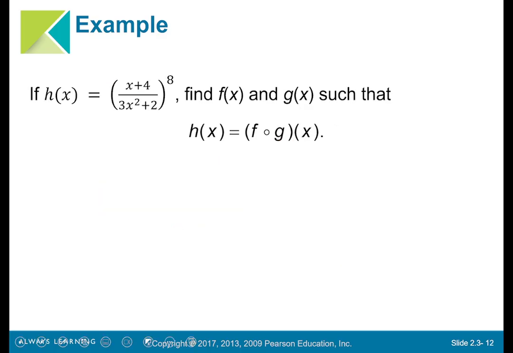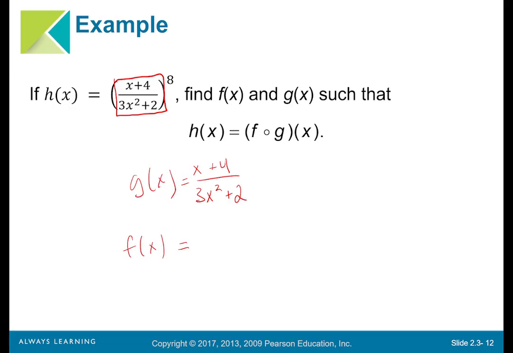So for another example, here's our h of x. Find f of x and g of x so that h is the composition. Look at those big old parentheses, and we just draw a box right in place of them. That inner function becomes my g of x. So g of x is all of x plus 4 divided by 3x squared plus 2. So my f of x is whatever's left. Well, I have it to the 8 on the outside of my box. So that's x to the 8.